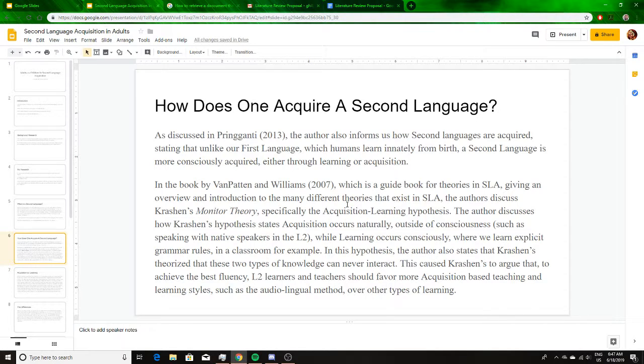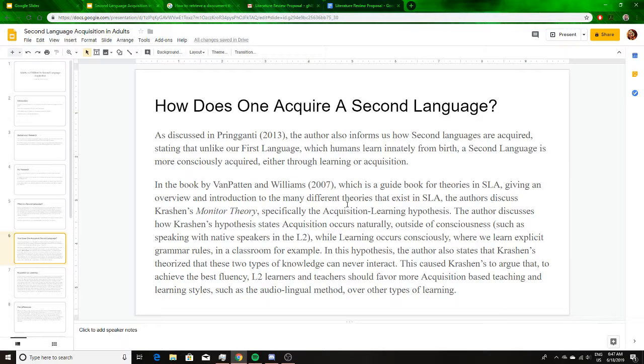And then we want to look at, how does one acquire a second language? Again, Pringanti discusses this, saying that unlike our first language, which humans learn innately from birth, a second language is more consciously acquired, either through learning or acquisition.